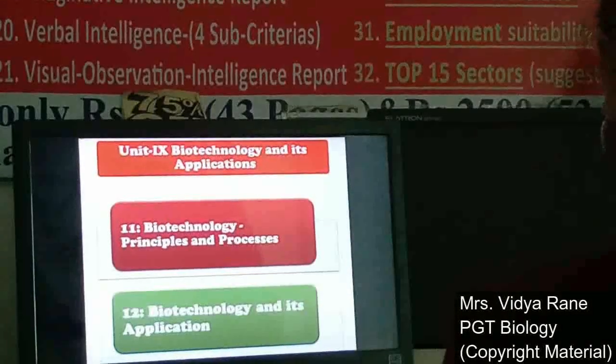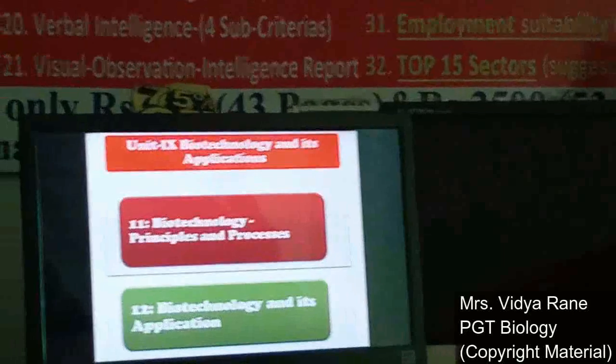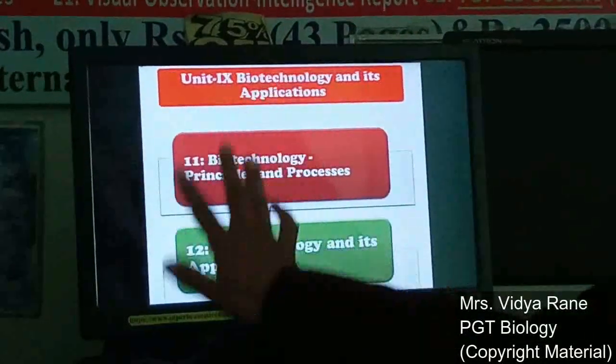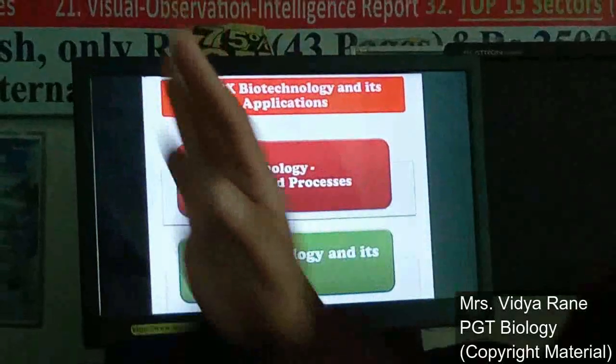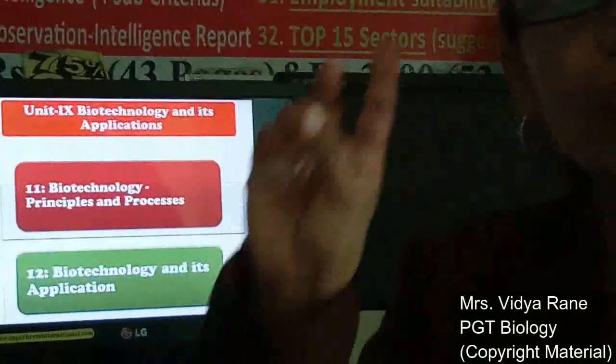In chapter 10. Now see the next unit, unit 9, Biotechnology and its Applications. This is the new portion for you. This is a new topic for you. You haven't studied anything related to this. So this is a very interesting topic, and in this only 2 chapters are there.